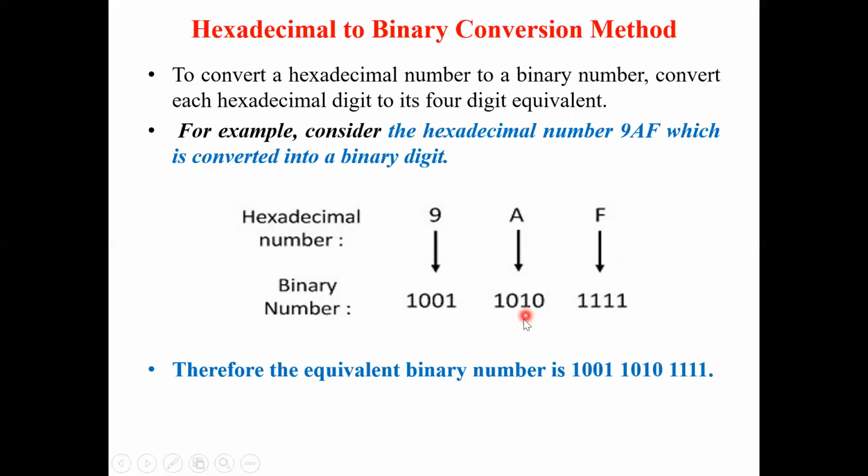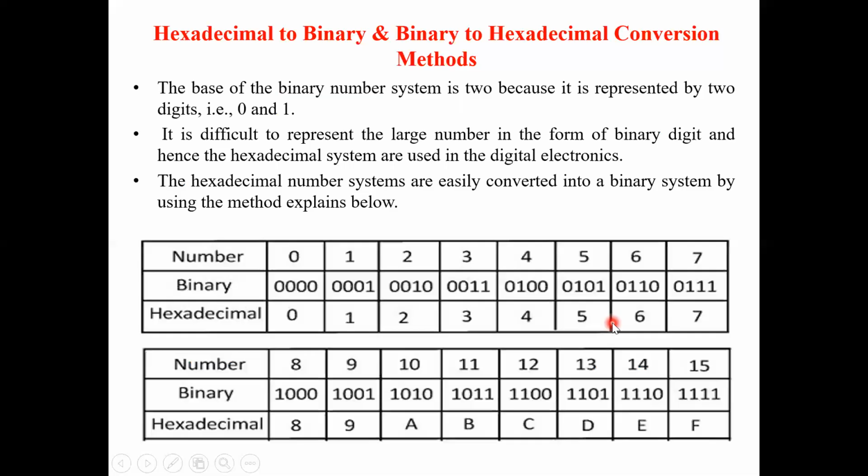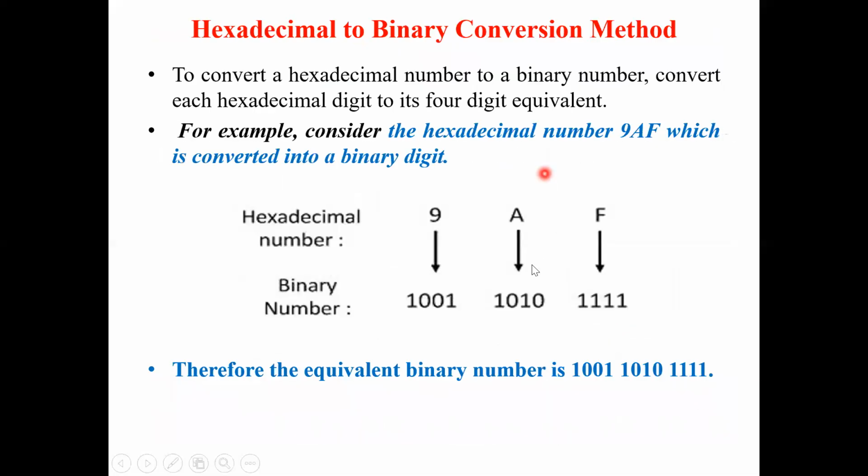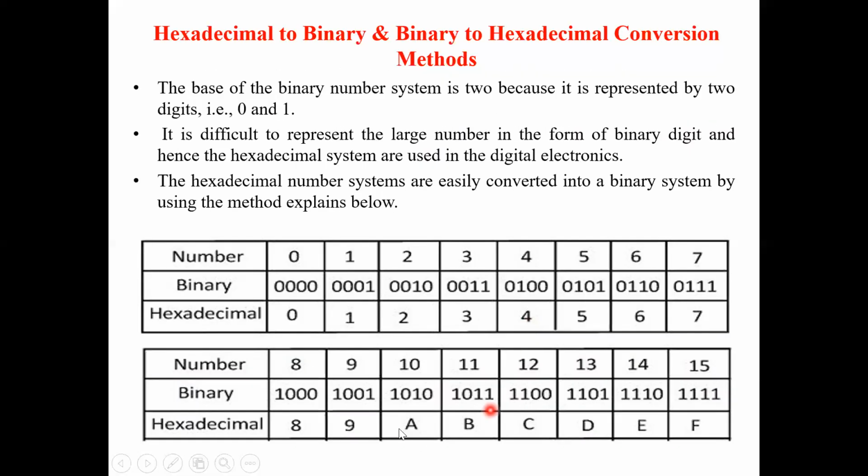This is 2 and 8, so 8 plus 2 is 10. And 9 is 1, 0, 0, 1. So each individual letter of the hexadecimal you will take. For F, it is 1, 1, 1, 1. From this table, you can see it is 1, 1, 1, 1. Then for A, it is 1, 0, 1, 0, and for 9 it is 1, 0, 0, 1.